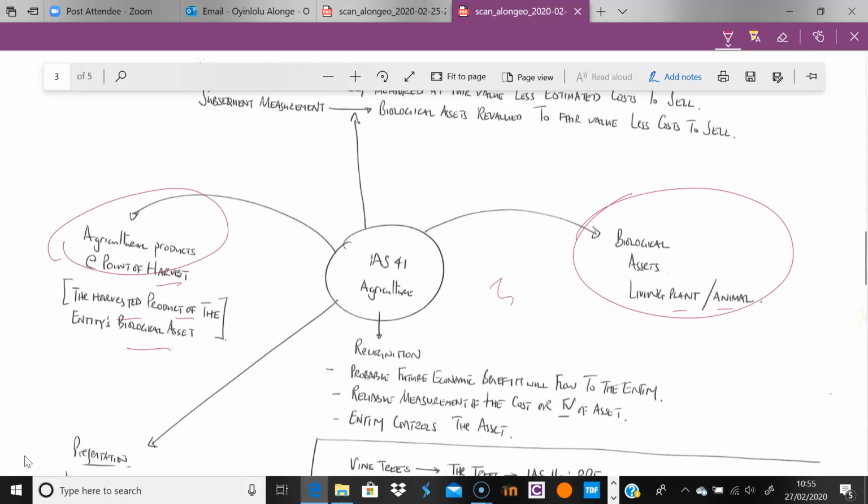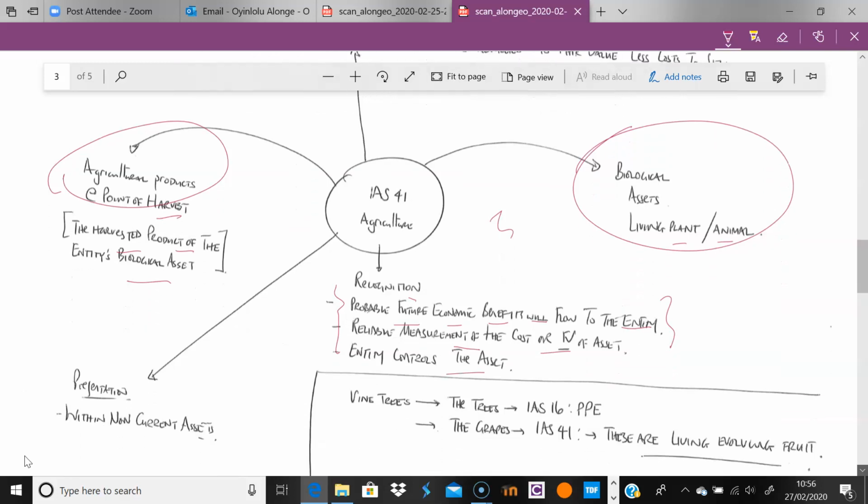So in terms of recognition, it kind of follows the old definitions here. We recognize these when there are probable future economic benefits that will flow to the entity, we can reliably measure the cost or the fair value of the asset, and the entity controls the asset. So typically your old definitions here.